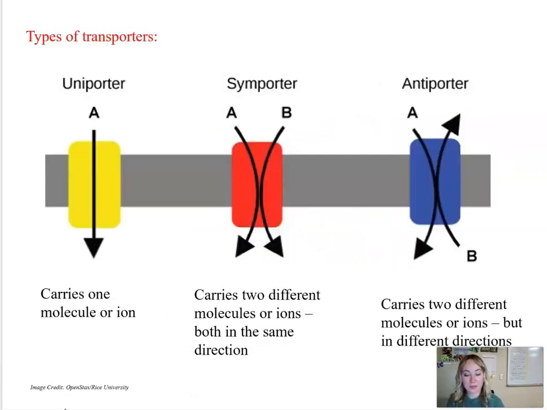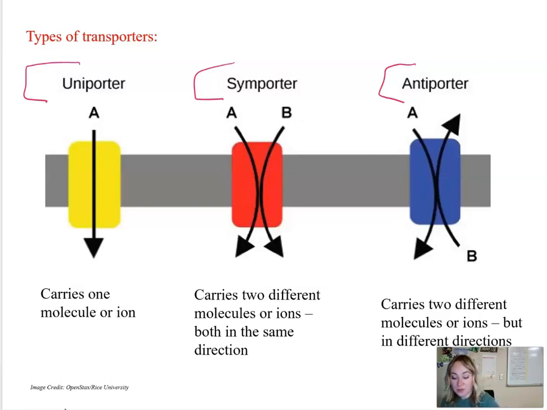So now we have different types of transporters. Is the uniporter, so it means this particular protein will carry a molecule or an ion just one at a time, one direction. If the protein is carrying two different molecules, like you saw in a previous example, but they're going in the same direction, we will call that type of transporter a symporter. And an antiporter is where you have two different molecules, but they're going in two different directions.